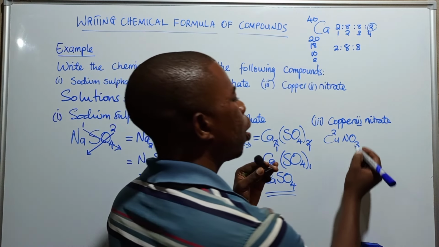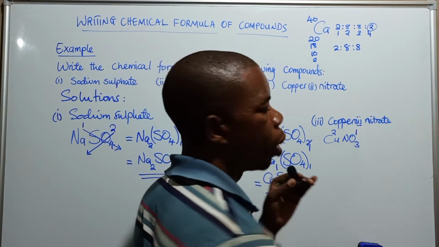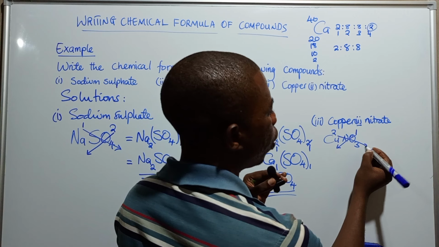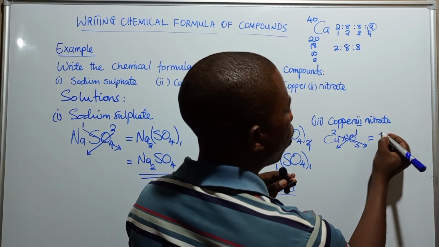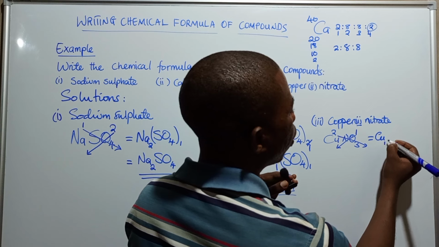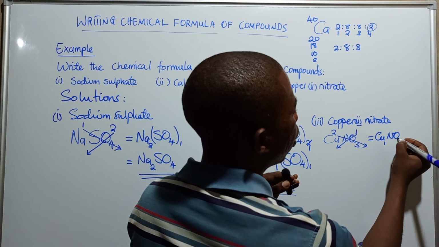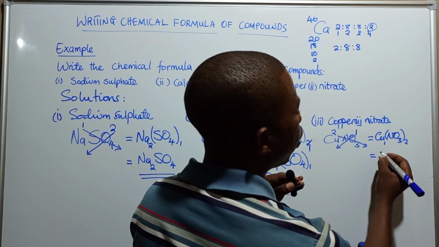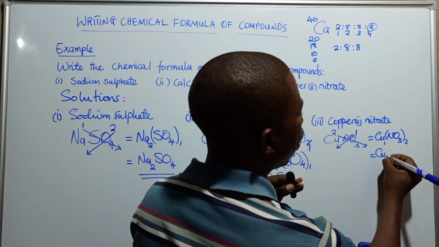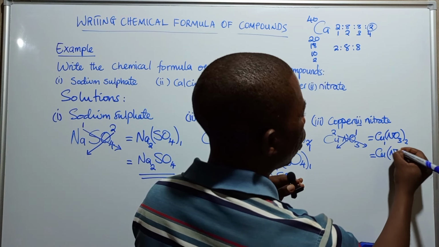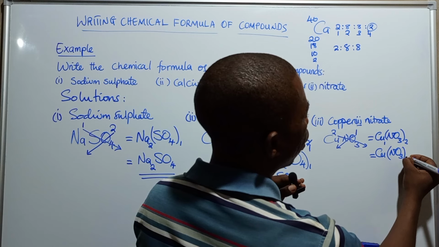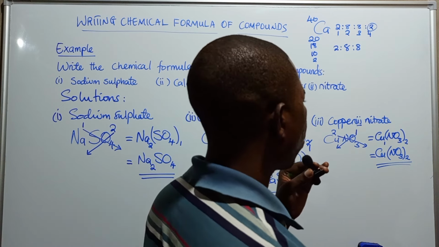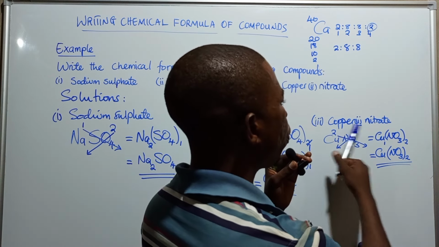Now, nitrate has always a valence of 1. So once you do that, you swap. This one comes here, that one goes there, so that it becomes copper like that. We see a 1 here, then nitrate like that, with a 2 there. Now, a 1 does nothing, so it remains like copper like that, and open brackets, NO3 with a 2 like that. So this one becomes the chemical formula for copper 2 nitrate.